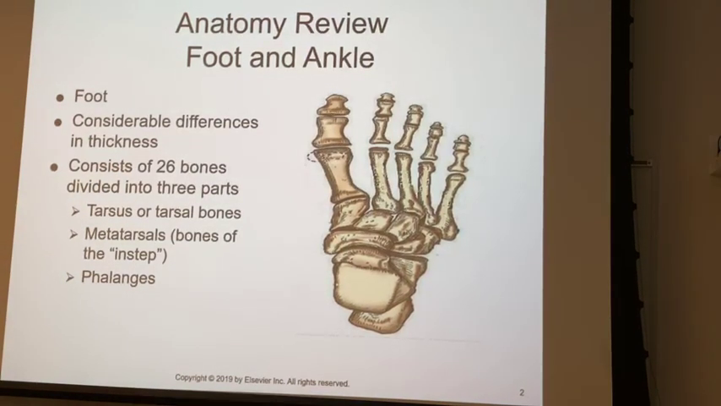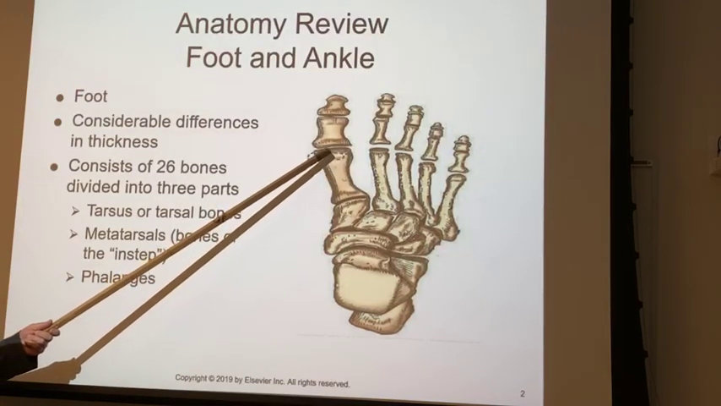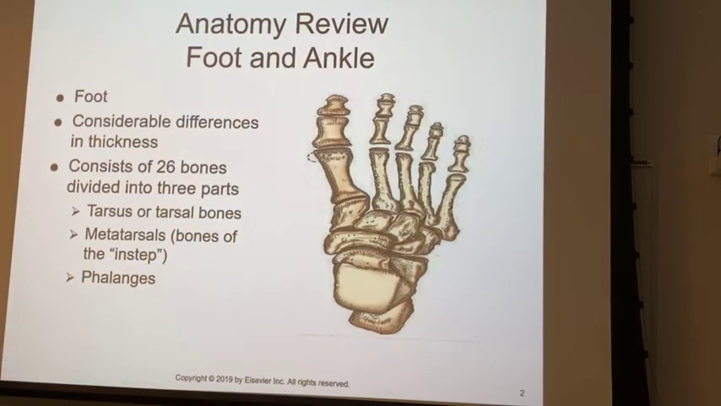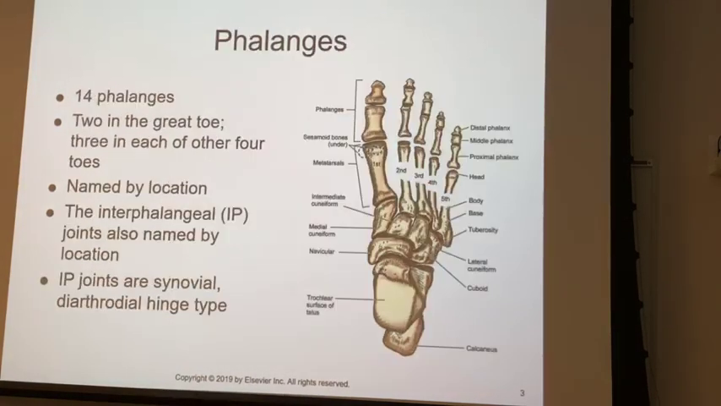So we got 26 bones, and they're divided into tarsal bones, metatarsal bones, and phalanges, just like the hand, where it was carpal bones, metacarpals, and phalanges. In the feet, you've got tarsals and metatarsals. You've also got a couple of little bones here that are marked by these little dotted circles, and those are sesamoid bones, kind of like what you had in your thumb. We'll take a look at those here in a bit.